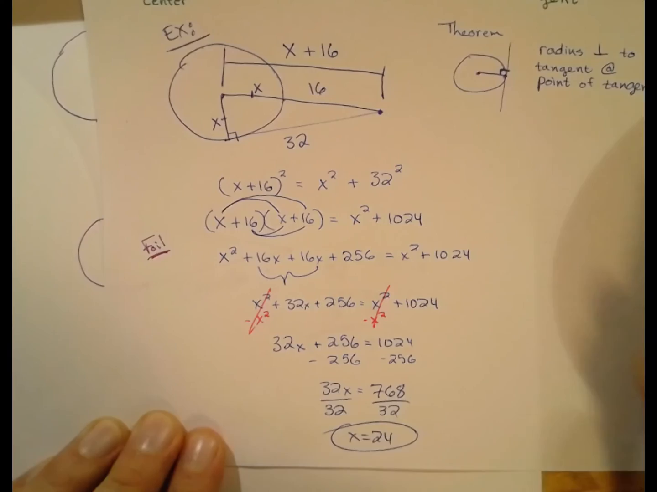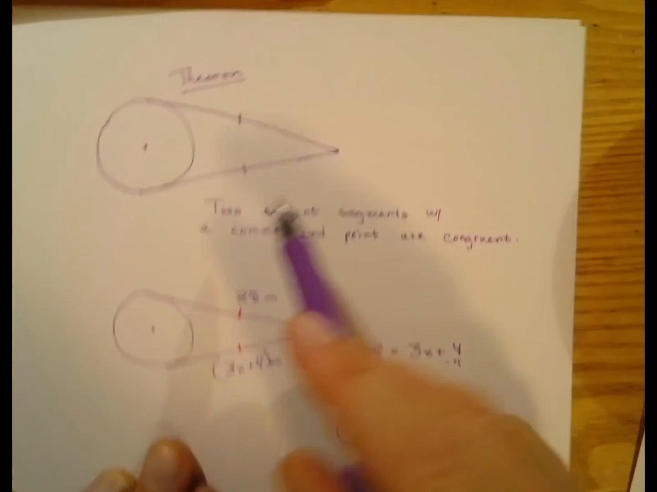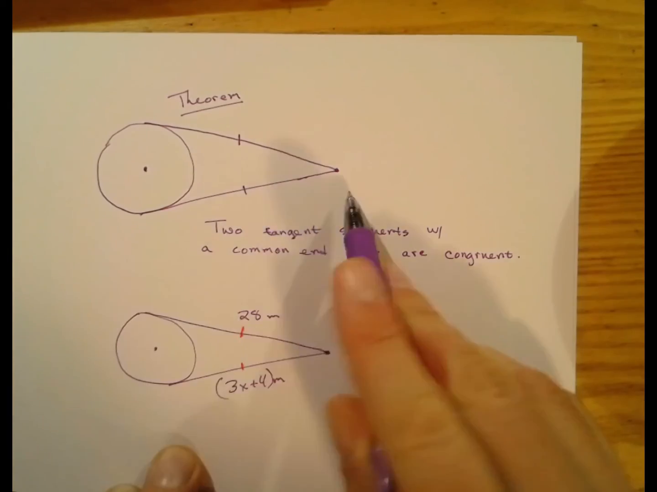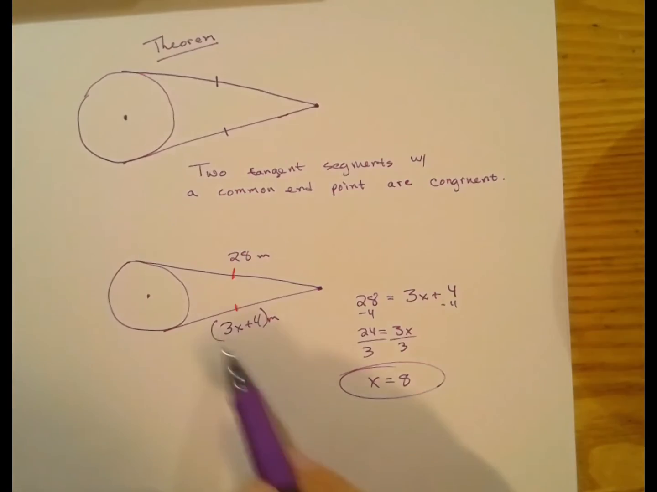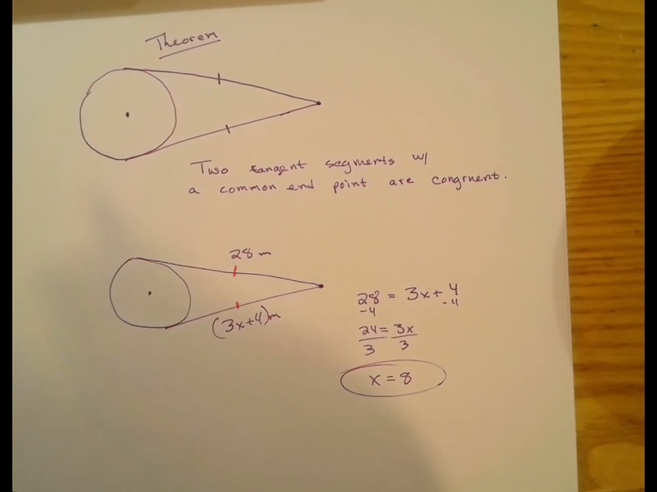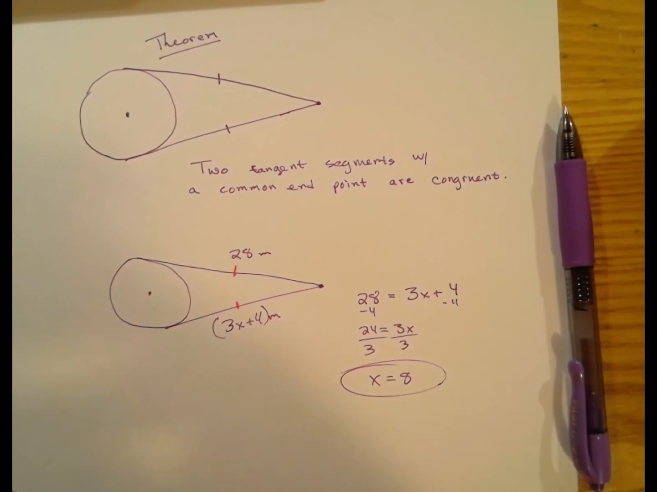And then the other theorem, that the two exterior portions of tangents that share a common endpoint are congruent. So in that situation, you just set the two algebra expressions equal and then solve away. Okay.